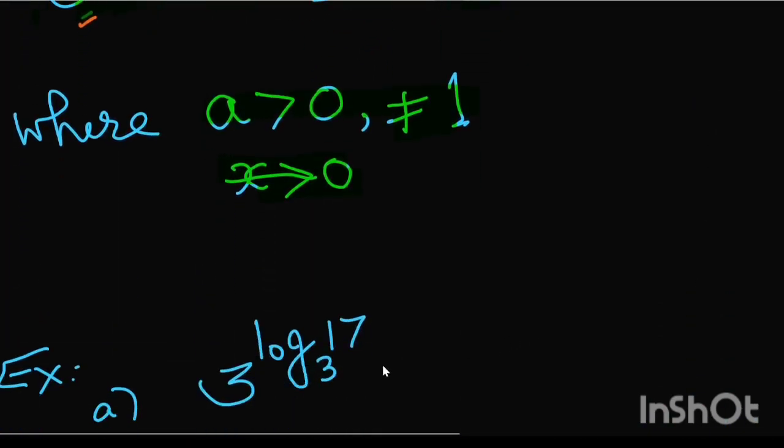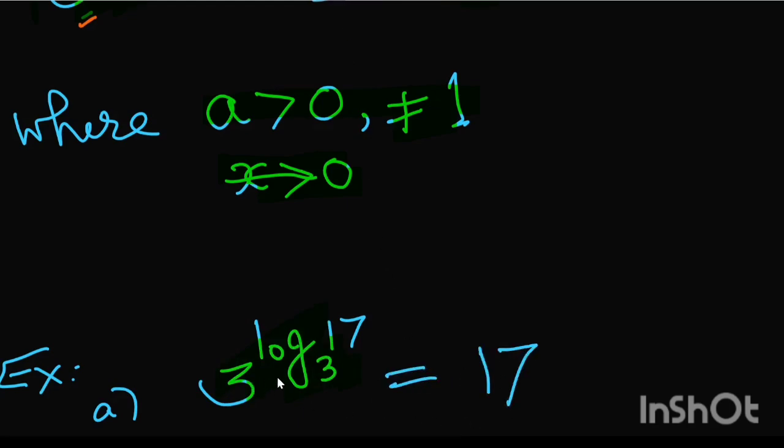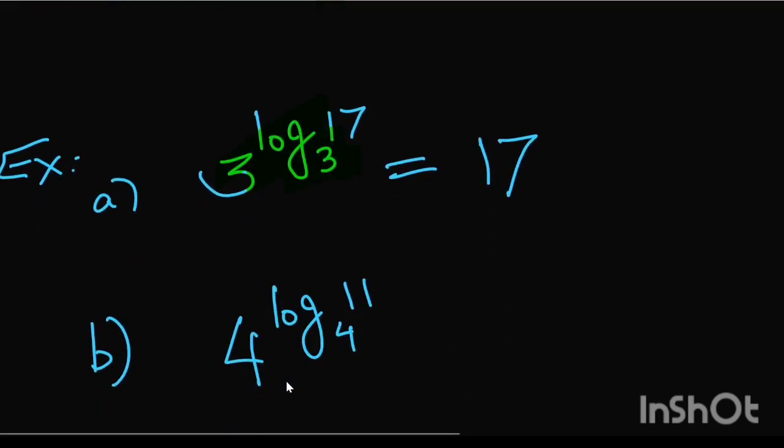Now, like 3 to the power log 17 base 3 is what? So directly we can write, guys, this is 17, because 3 and 3 are both the same here. In a similar way, if I ask you what is the value of 4 to the power log 11 base 4, again the same property will be used. So the answer we can directly write is 11.